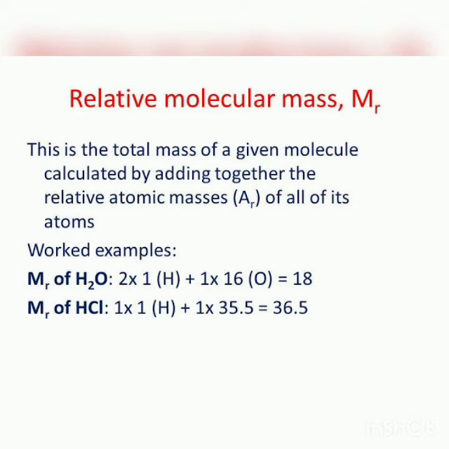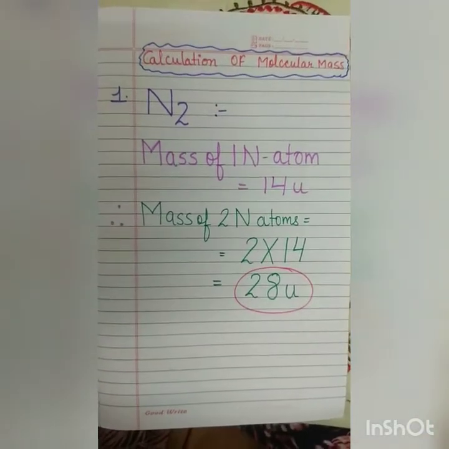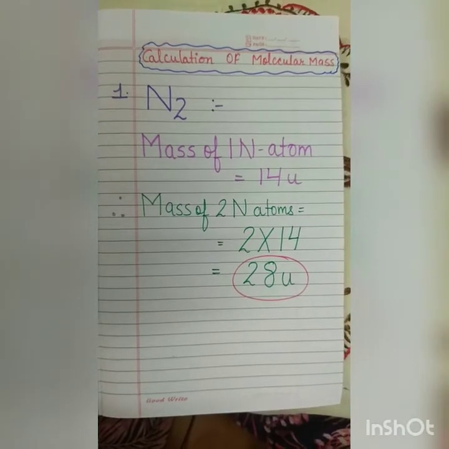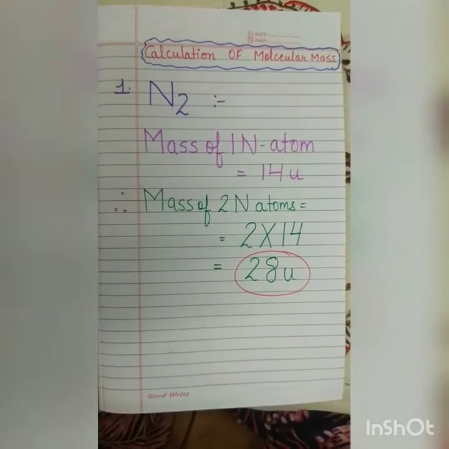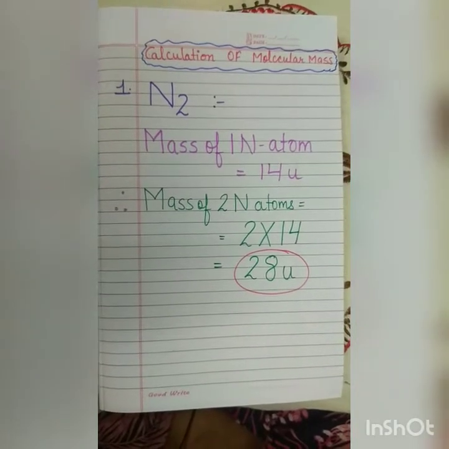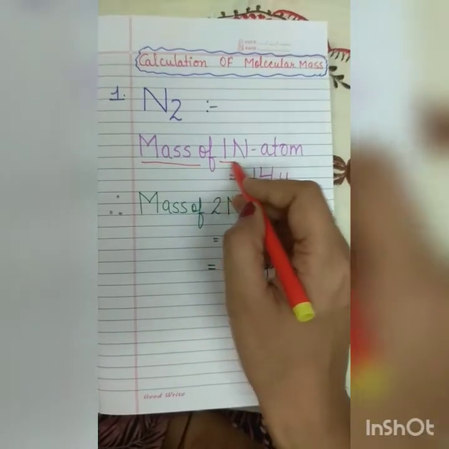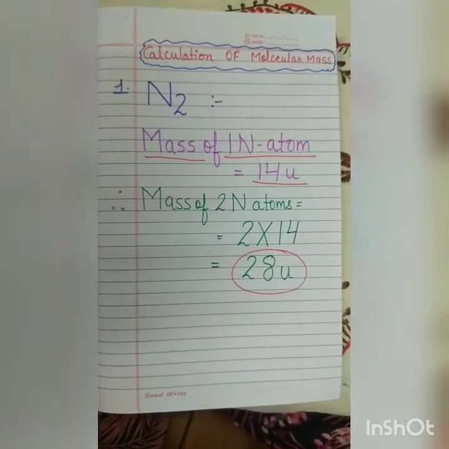Let us discuss some examples of how we can calculate the molecular mass of a compound. Let's have a look at the examples. Let's proceed to the calculation of molecular mass. The very first molecule we have is N2, that is the nitrogen molecule. First of all, we have to write down the mass of one nitrogen atom, which we know is 14 units.